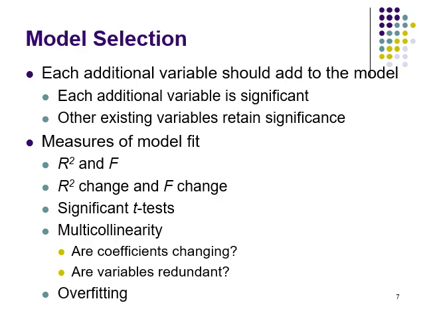Once we've actually chosen the model that we're going to use, we then use t-tests to check each individual predictor to make sure it's significant. And again, this is where we'd be looking for potential suppressor variables and multicollinearity. Are the coefficients changing? Are the individual significant t-tests changing? This would generally indicate that particular variables may be somewhat redundant. And the final issue we want to worry about is overfitting.